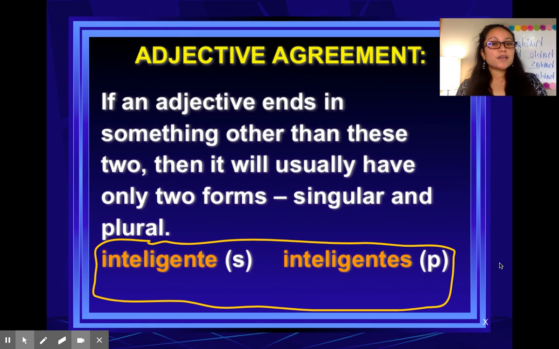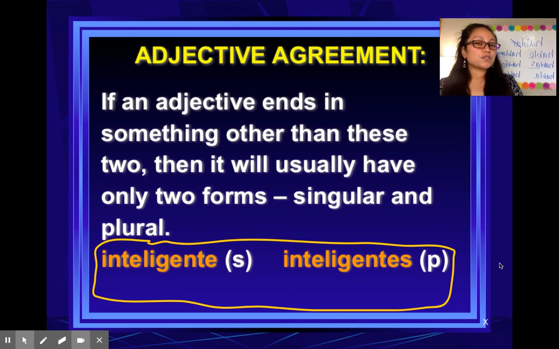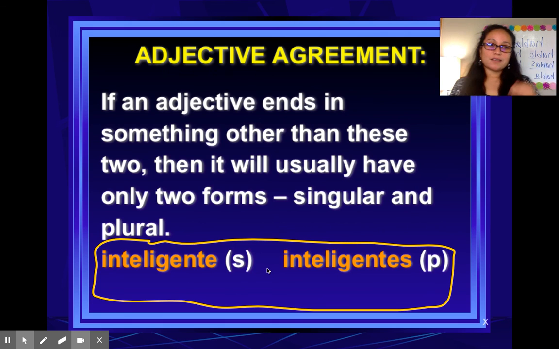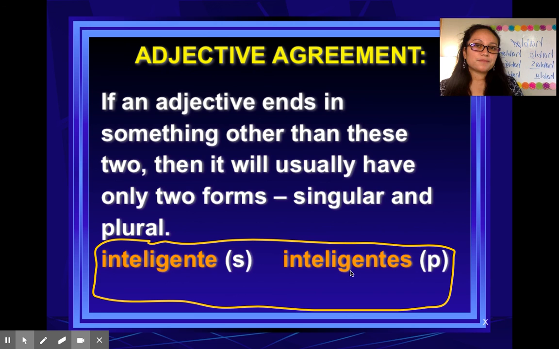What about if an adjective ends in something other than these two? Well, remember what I told you. If it ends in an E, it's already masculine and feminine. All you have to do to make it plural is add an S to the end.